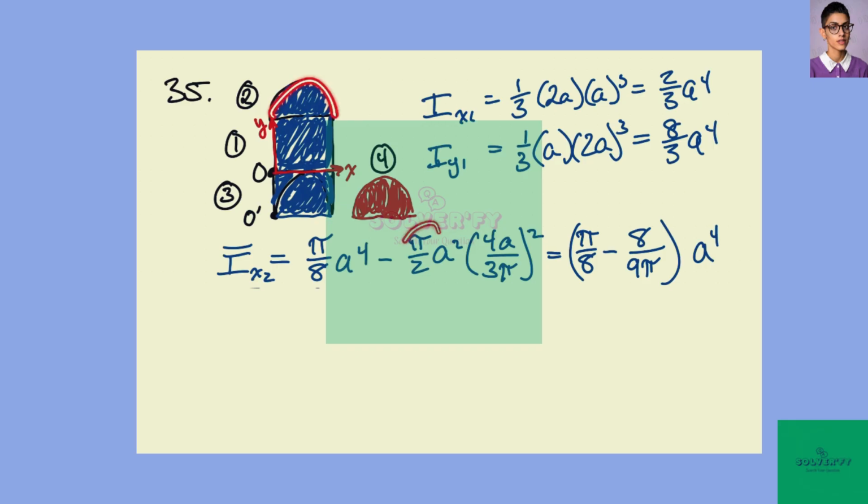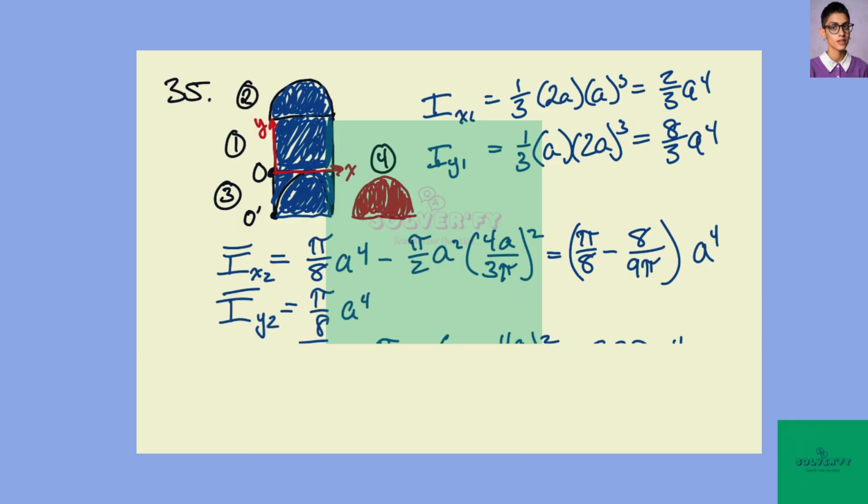The area of this thing is pi over 2 a squared, and the distance from the center of this circle, from the semicircle, to the centroid is 4a over 3 pi. We multiply by that squared and subtract it, because this is the area moment about this point and we want it about the centroid. We multiply all that out and we get (pi over 8 minus 8 over 9 pi) a to the 4th. So that one's pretty ugly.